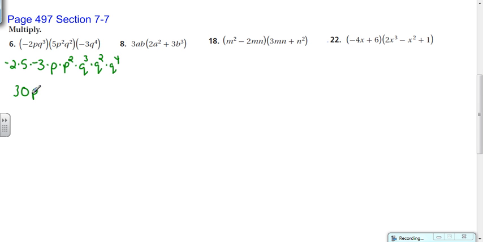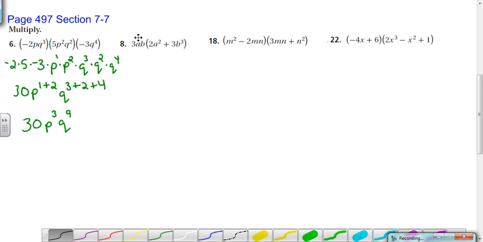And then for the exponents, when you multiply like bases, you add exponents. That's going to be p to the 1 plus 2. And when I multiply all those q's together, I add up 3 plus 2 plus 4. So when I simplify this, I end up with a positive 30, p to the third power, q to the ninth power.